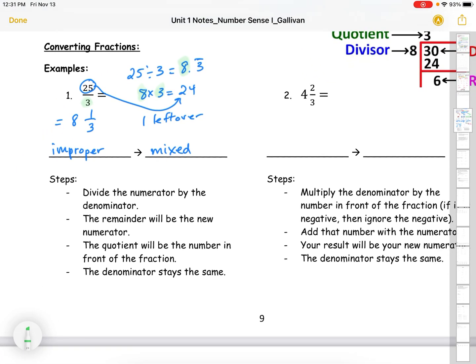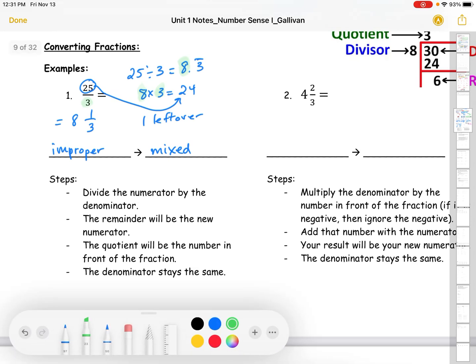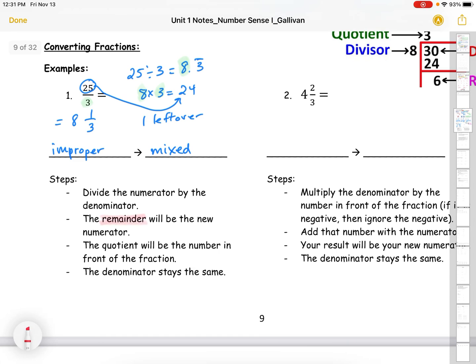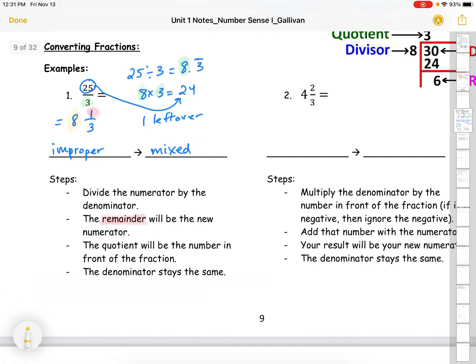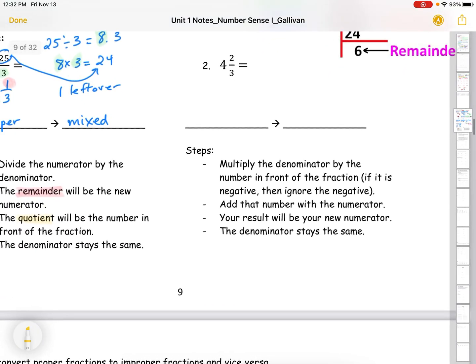So steps: divide the numerator by the denominator, the remainder, and that's what's left over. This one would be our remainder, right? So the remainder will be the new numerator. The quotient will be the number in front of the fraction. So basically, when we divided 25 by 3, we got a quotient of 8, and that's the number in front of the fraction. So 8 is your quotient, right? We got it from there. The denominator always stays the same. We're going to do some more practice with these.